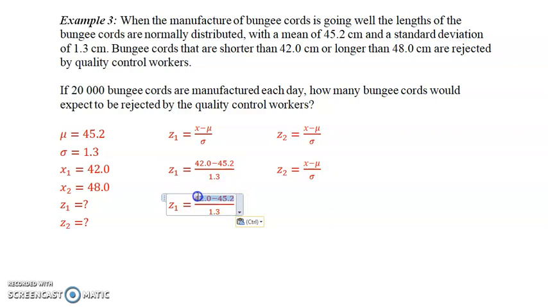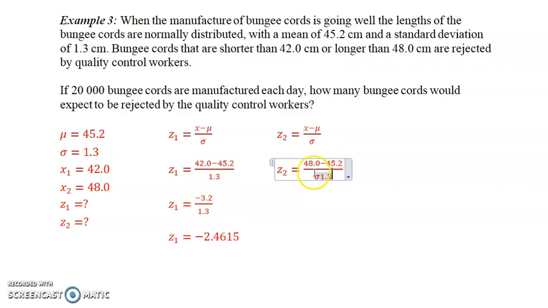Subtract those, you get negative 3.2 divided by 1.3, and we get a Z-score of negative 2.4615. Alright, do the same thing with the second x value. The high end was 48.0. I'm going to draw a diagram for you in a minute. It'll make sense of all this. Fill everything in.